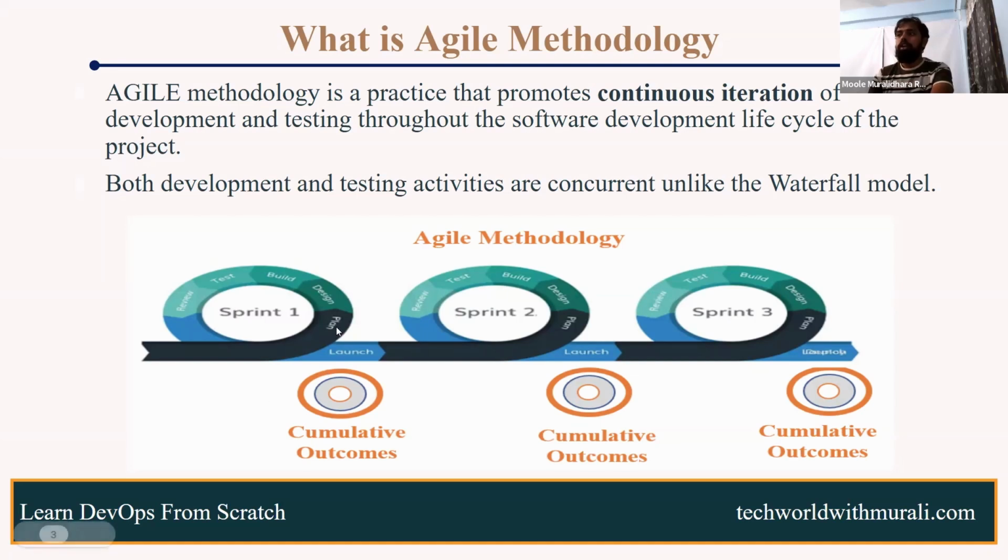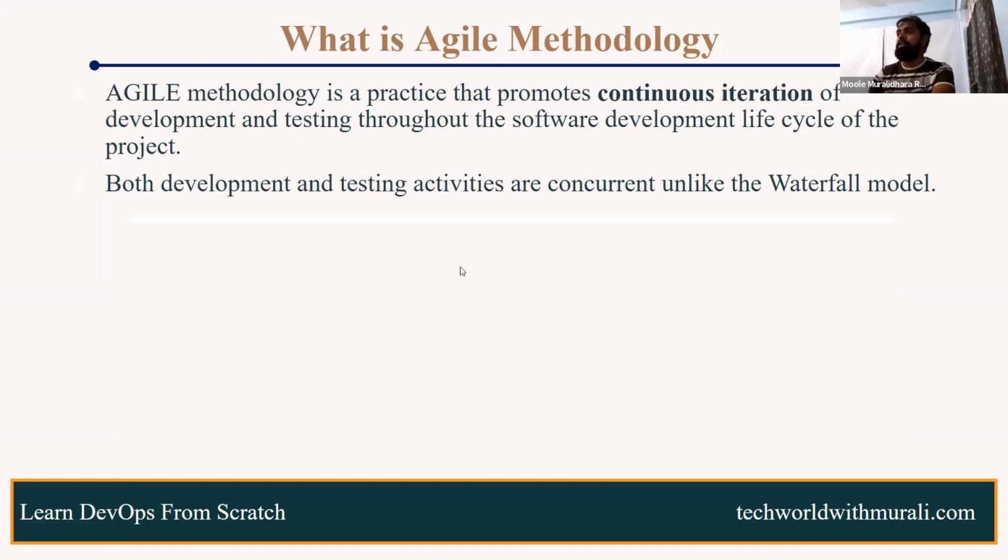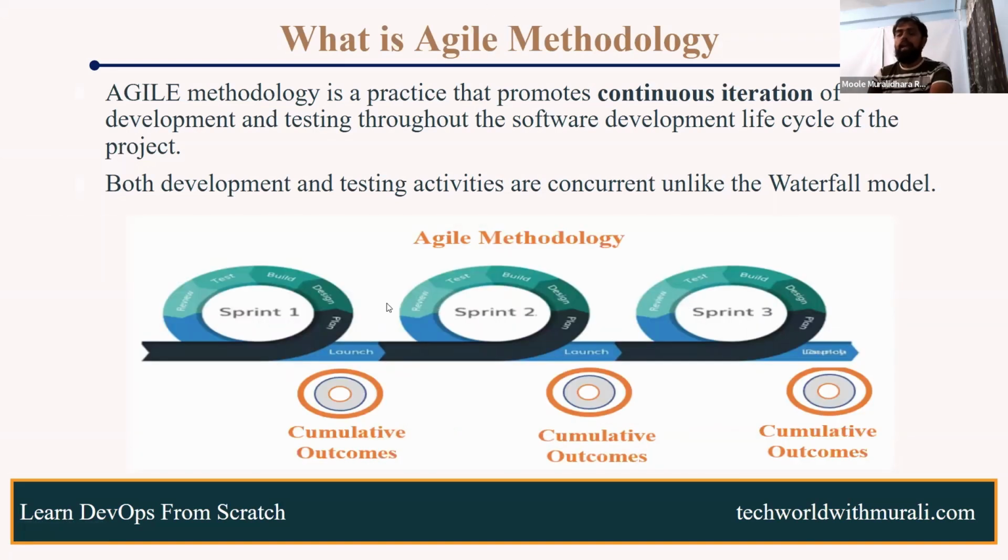Understood, right? In sprint one, you will get some output, but in the waterfall methodology, it is not like that. Until development and testing are complete and deployment comes, you will not get any output. Any questions on this? Again, I'm repeating, in agile methodology we are using sprint planning. 99% of the organizations are using agile methodology and sprint planning.